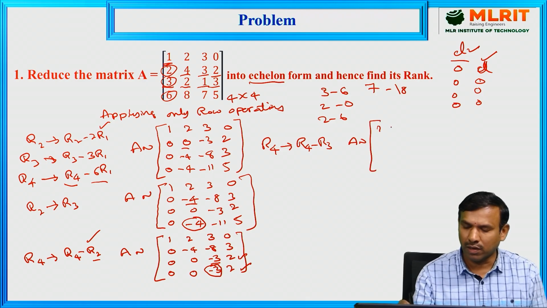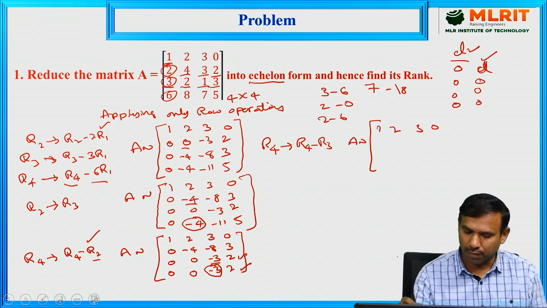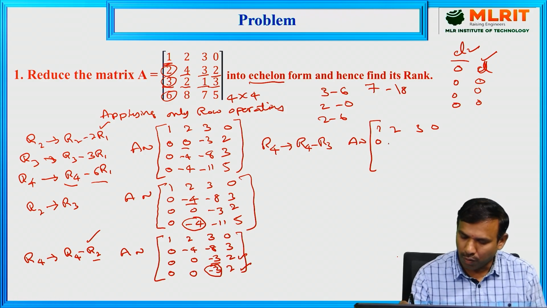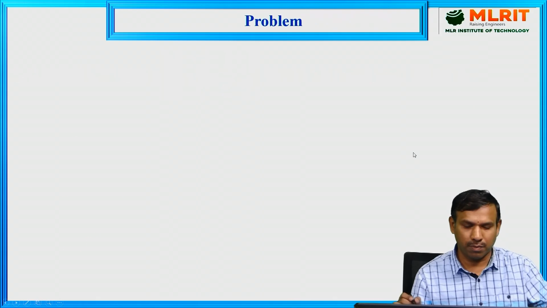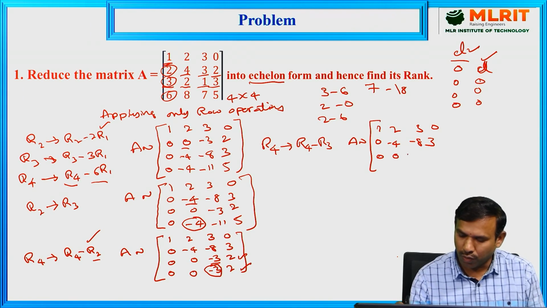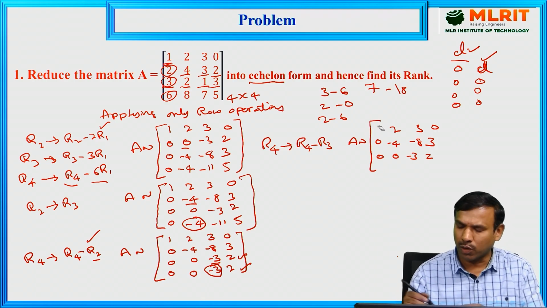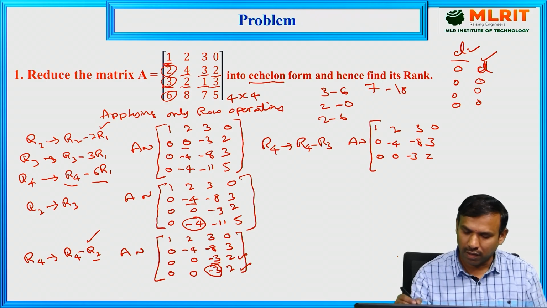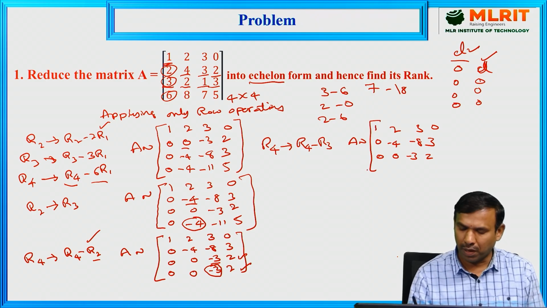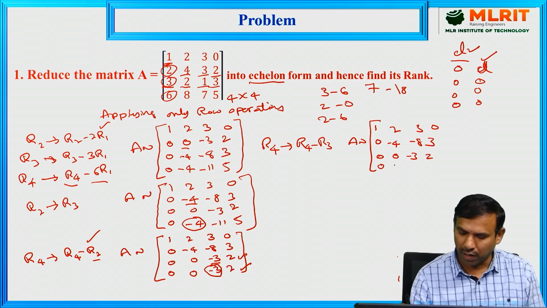Look at this one. 1, 2, 3, 0. Next, 0, minus 4, minus 8, 3. Then 0, 0, minus 3, 2. Only R1, R2, R3, no changes. Which row operation are we doing? Fourth row we are doing. That's why R4 minus R3. 0 minus 0, 0 minus 0, 0 minus 0. Next, minus 3 plus 3, 0. 2 minus 2, 0.